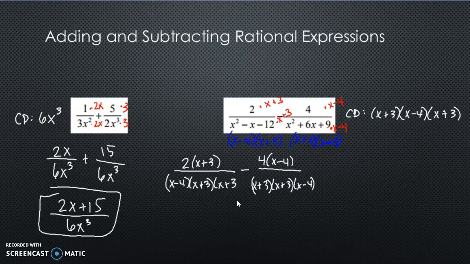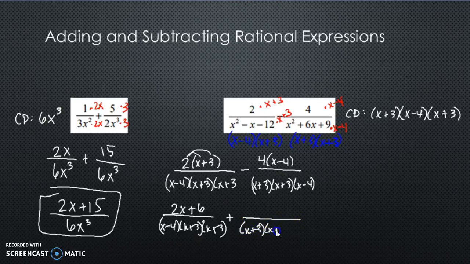Okay, and then I have to distribute. So when I distribute that 2 times x plus 3, it's going to become 2x plus 6 all over that common denominator. All right, then here I have a negative 4 that I'm going to distribute, and then this is going to become plus with that common denominator. So I have a negative 4 times x is negative 4x, and a negative 4 times negative 4 is a positive 16.